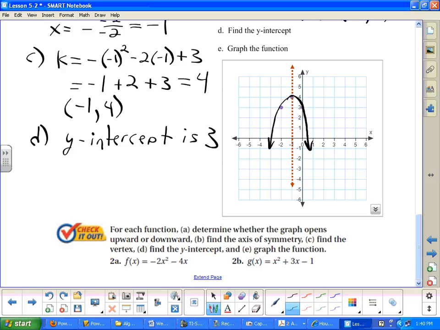You don't have to. If you want to help you with graphing it, then that's fine, but you don't have to. You will not get marked down if it's there. You will not get marked down if it's not there. I'm just identifying it to help with graphing.